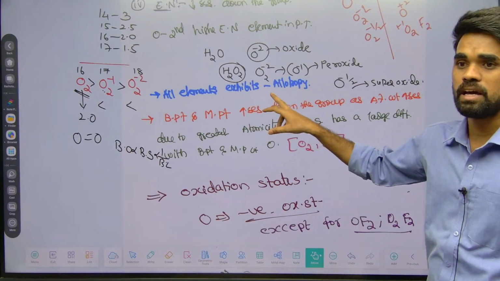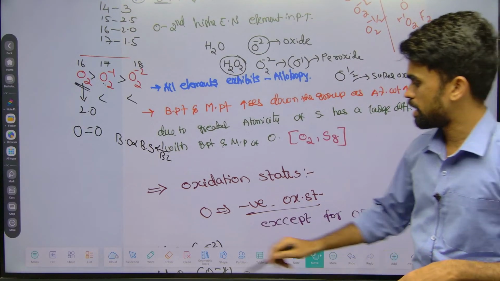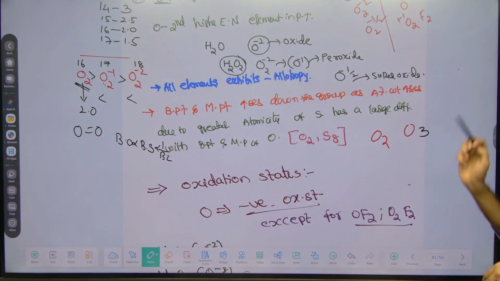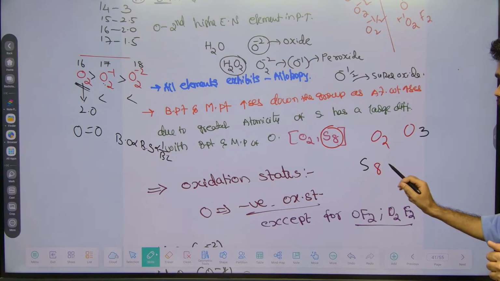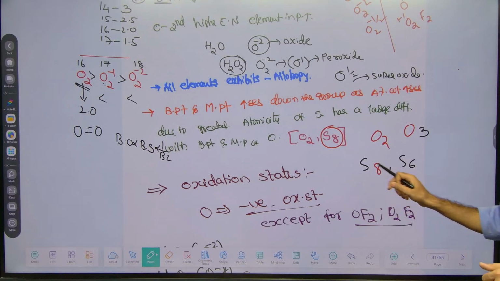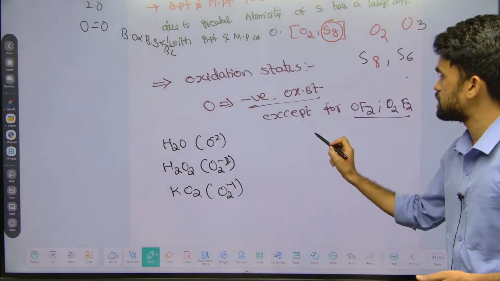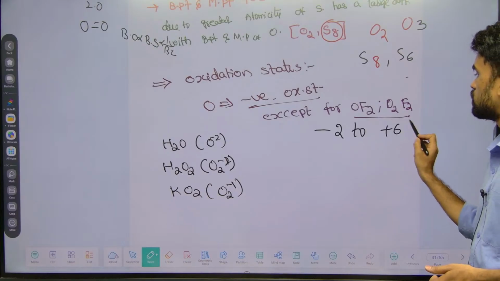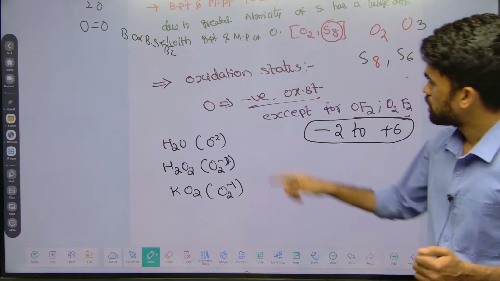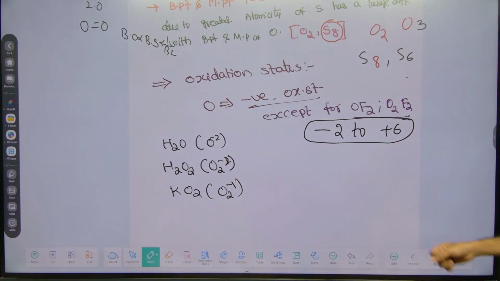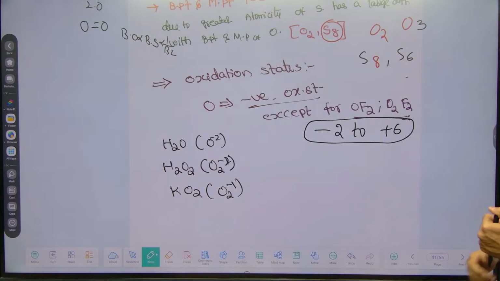All elements of group 16 show allotropy. What are the allotropic forms of oxygen? O2 and O3 are the allotropes. For sulfur, it will be orthorhombic and monoclinic, like S8, and it can be S6 also. Now what are the oxidation states? It can show oxidation states from -2 to +6. But what is the maximum oxidation state oxygen shows? Positive oxidation state +2.